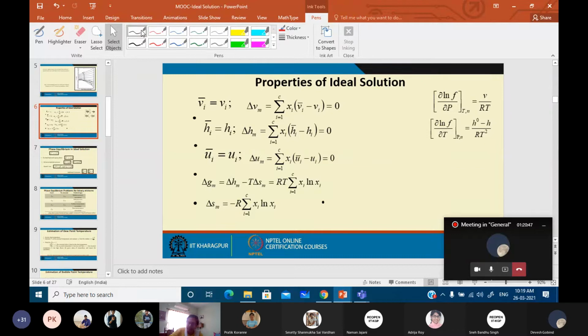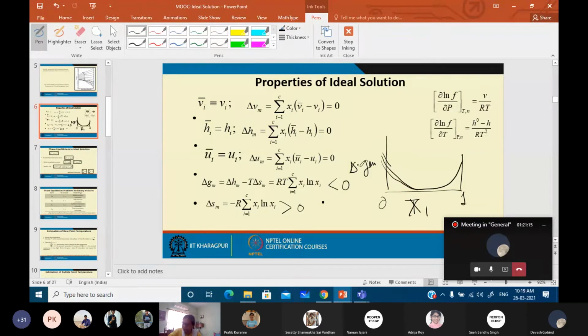For non-ideal solutions also, we always get delta G_M less than 0. So if you are plotting, say, the Gibbs free energy against x_1, from 0 to 1, normally you find that compared to the ideal components, the mixture Gibbs free energy will always be less. There are cases where you find that the graph is something of this sort.